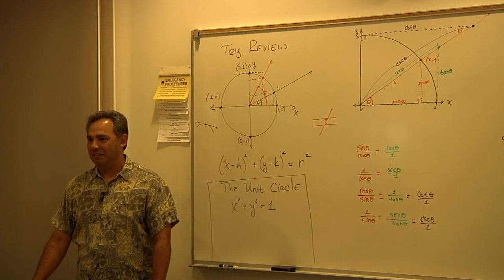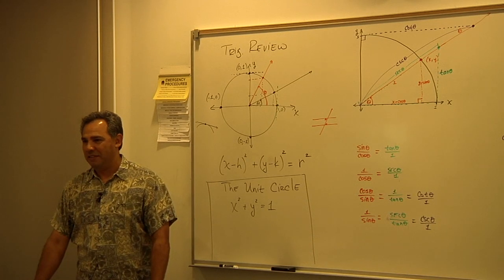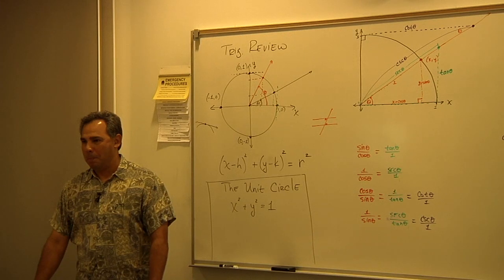Does the secant and cosecant change in polarity depending on the quadrant?